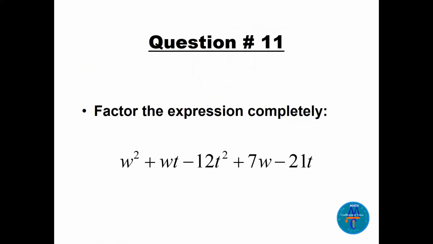Number 11, we come back to the factoring. Factor the expression completely. Factoring is one major important topic in algebra. w squared plus wt minus 12t squared plus 7w minus 21t. What do you think here? We have 5 terms. 5 terms, guys. Usually we have 2, we have 3, now 5.